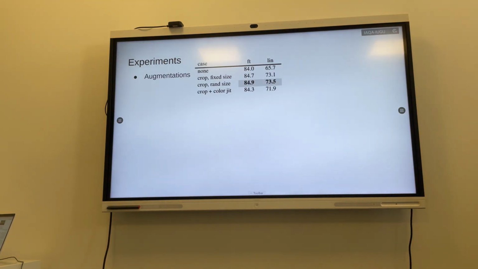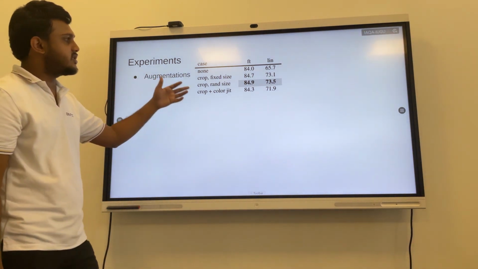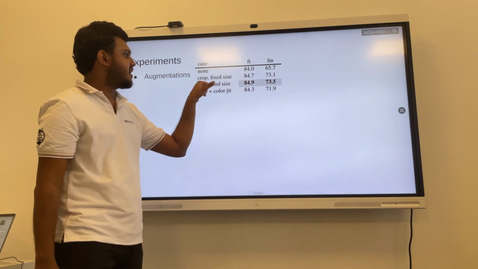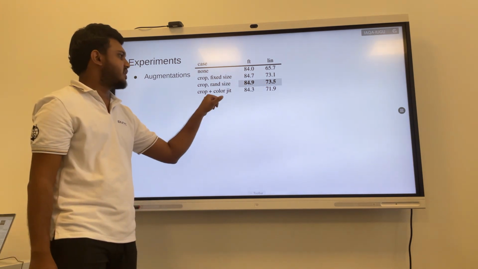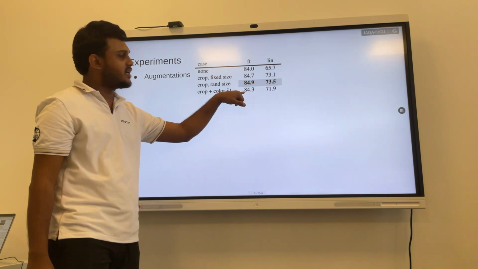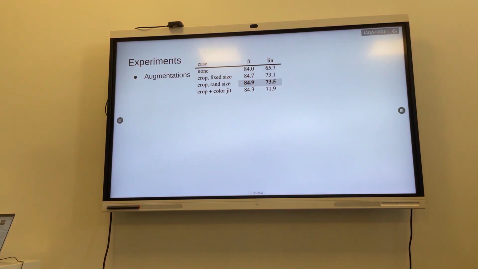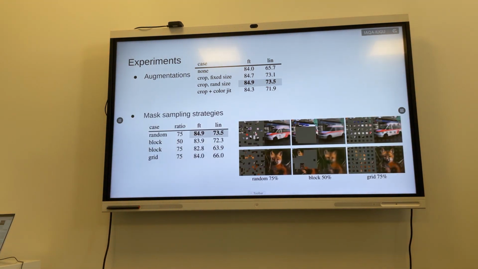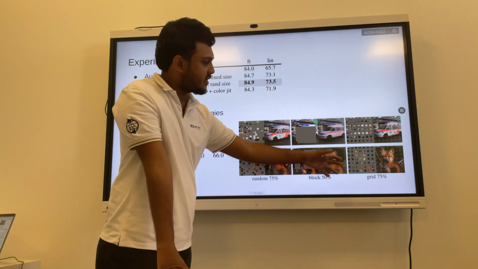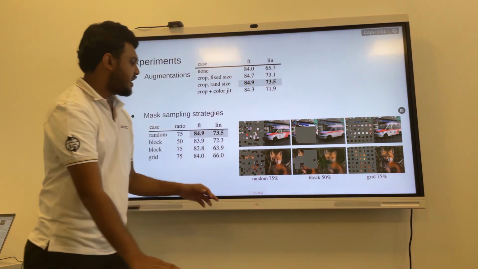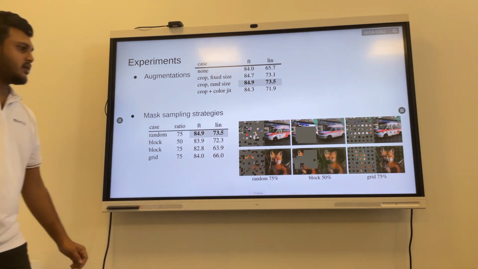Then we saw that when it comes to contrastive learning, augmentation is a problem. Now they have shown that for the MAE, augmentations don't matter. They have just done cropping and random resizing, and that's performing best. Things like color jitter have not been performing up to this level. So this shows augmentations don't matter in this case. And then the sampling strategies: we can choose to randomly sample, or use block masking, and also grid masking. They have shown that random masking performs better for both fine-tuning and linear probing.